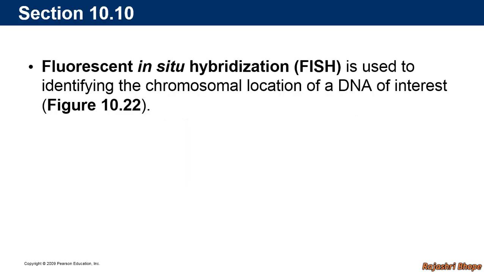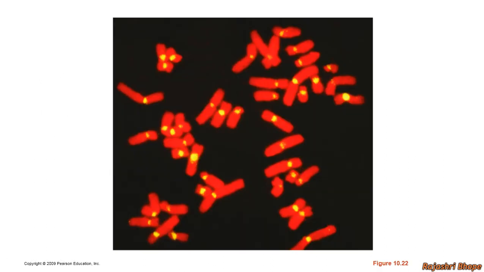The next technique is FISH, fluorescent in situ hybridization. In situ means in that particular organelle or system. It is used for identifying the chromosomal location of the DNA of interest. See, here you can see these are the chromosomes, and these yellow colored are the probes which are attached specifically to, say, the centromere.